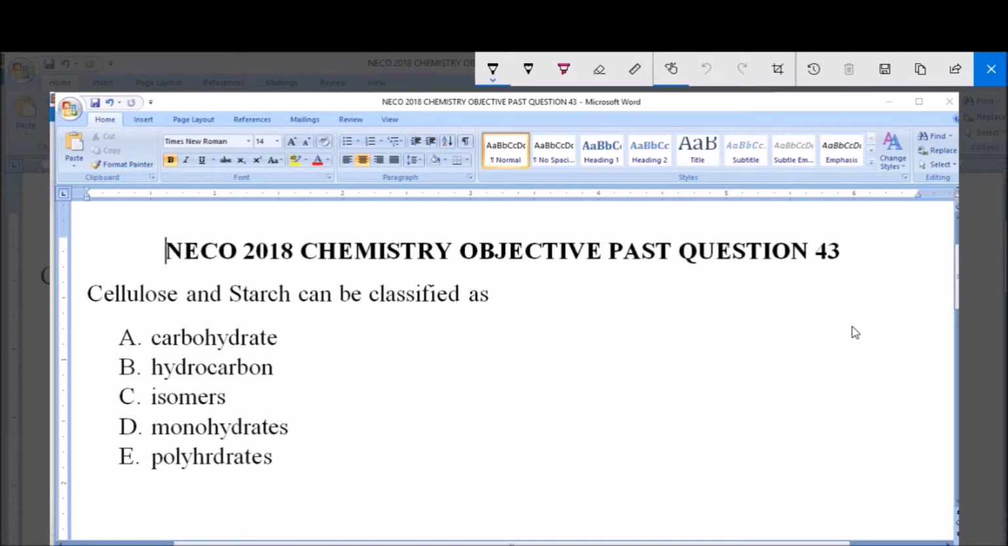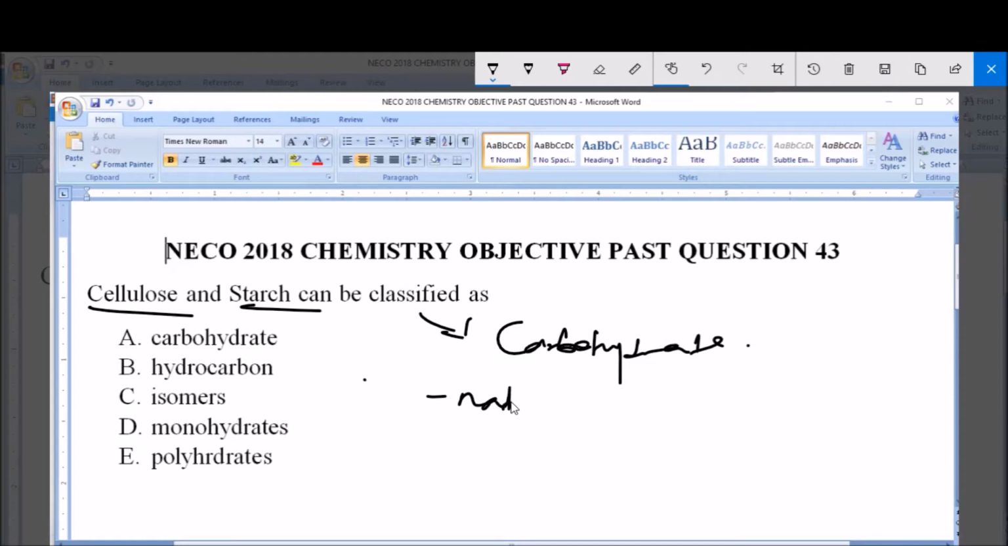So, cellulose and starch can actually be classified as carbohydrates. Now, this is the reason: cellulose and starch are naturally occurring organic compounds.